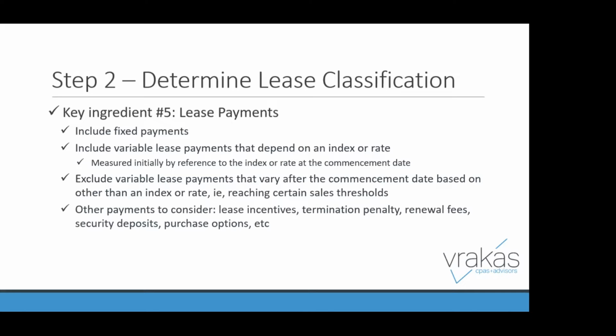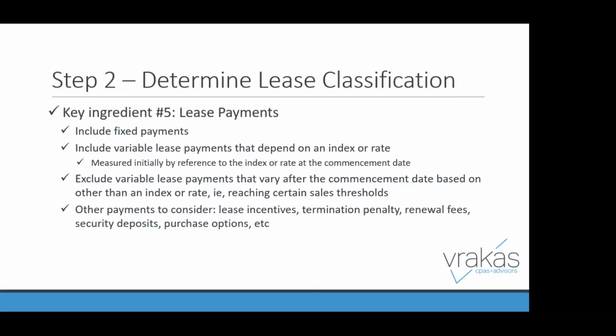And lastly, key ingredient number 5 is the lease payments. So when we talk about lease payments, we would include any fixed payments that are defined within the lease, as well as any variable lease payments if those are based on an index or a rate. So as an example, sometimes we see that lease payments are increased by CPI, that would be an index, or they're increased by 3% or 5% each year, so that would be a rate. In those cases, even though those are variable payments, you would include those within your lease payments.